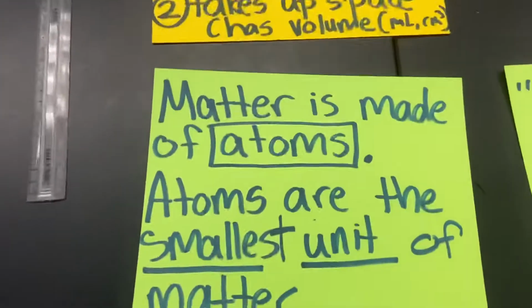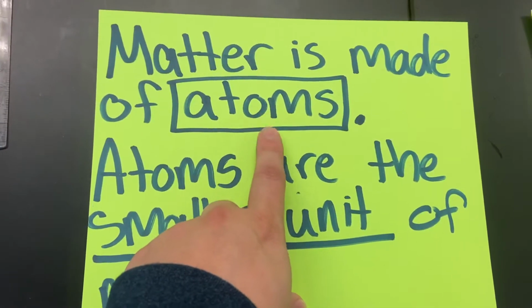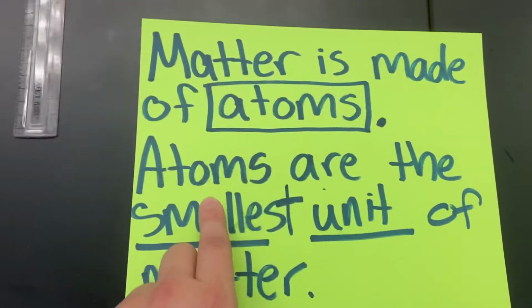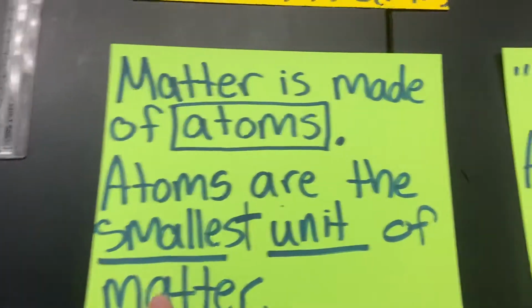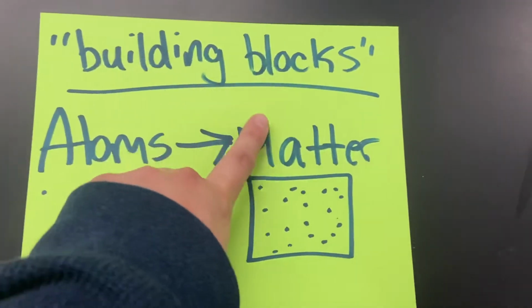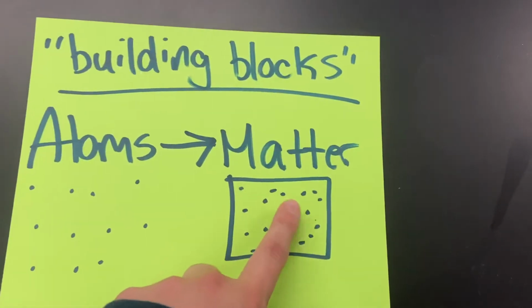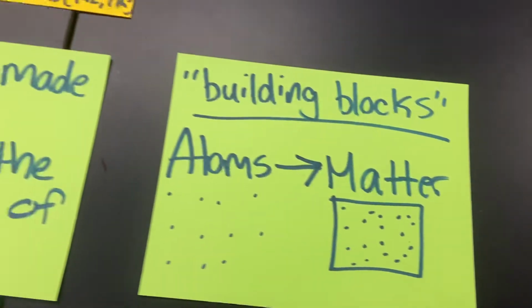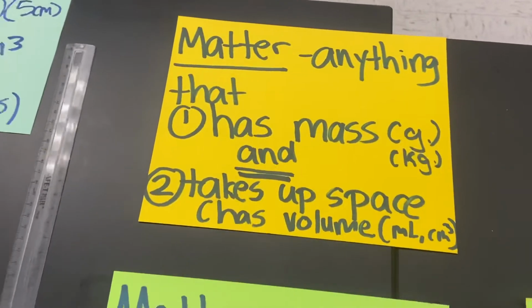And then matter is made out of atoms. Atoms are the smallest unit of matter. Sometimes we call atoms the building blocks of matter. So all of these atoms come together and they make matter. But what does this mean if something has mass and takes up space?